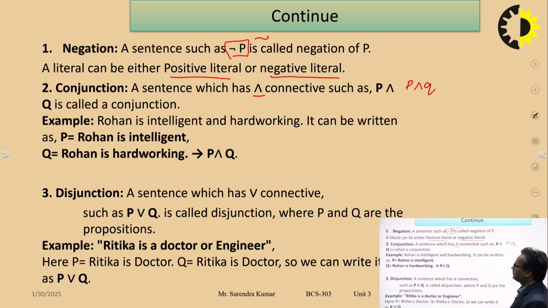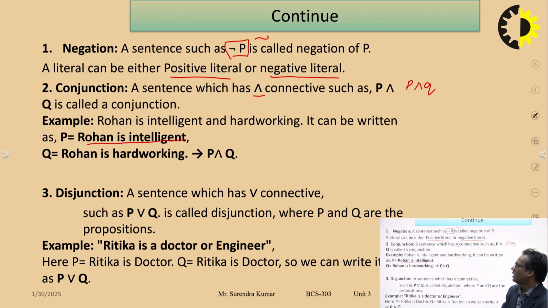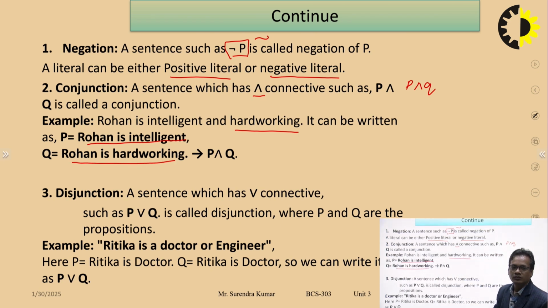Example: Rohan is intelligent and hardworking. This statement can be represented with the help of symbols, like we place "Rohan is intelligent" with P and "Rohan is hardworking" by Q. We have converted these 2 atomic statements into 2 symbols, notations P and Q, and this P and Q will work now as connected with the and symbol. It will be like that: P and Q, P conjunction Q.